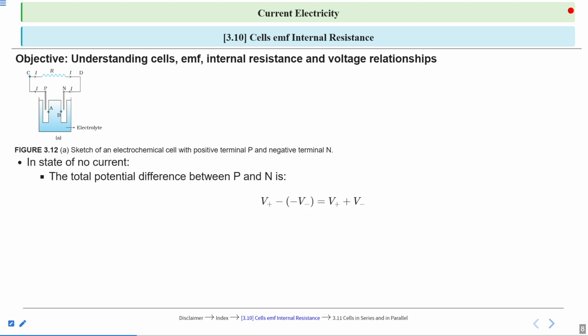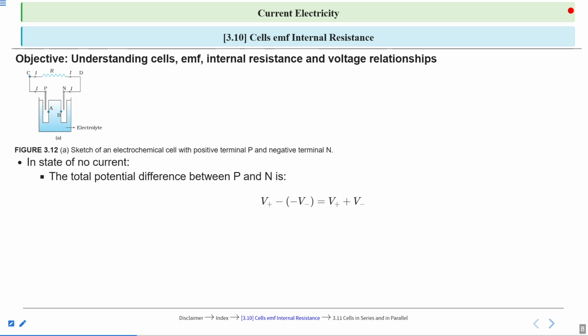So in the state when there is no current, we are not drawing any current from the cell, and the cell is not being used, what is the total potential difference between P and N? The potential difference between the positive electrode and the negative electrode, between P and N, is positive voltage minus negative voltage. So V positive minus V negative.